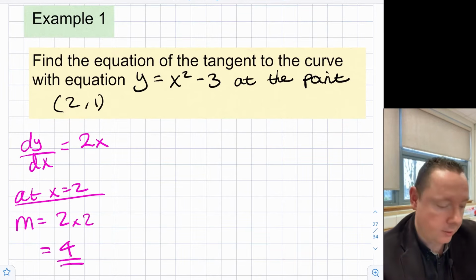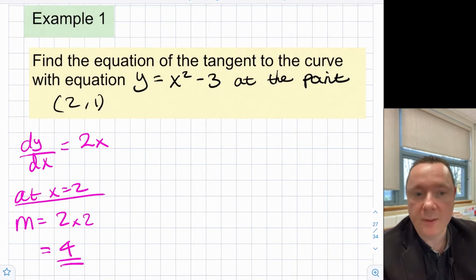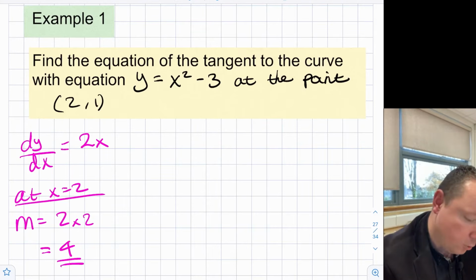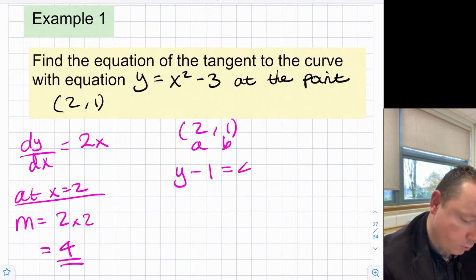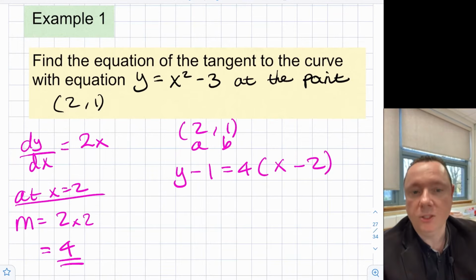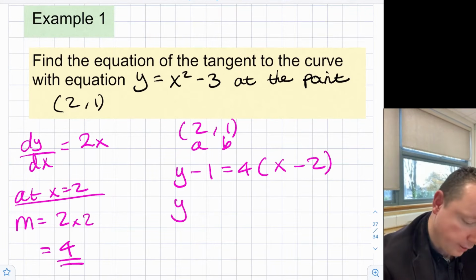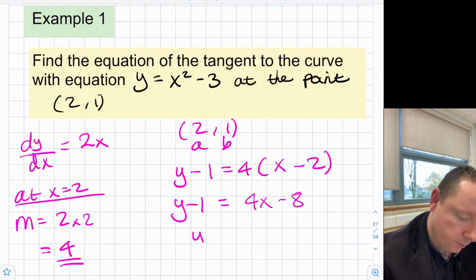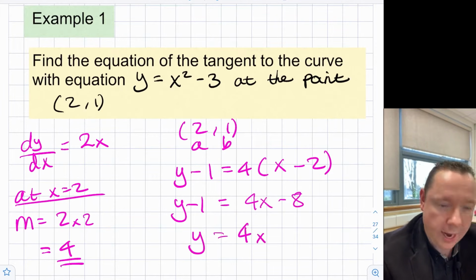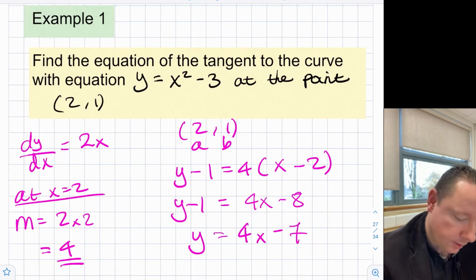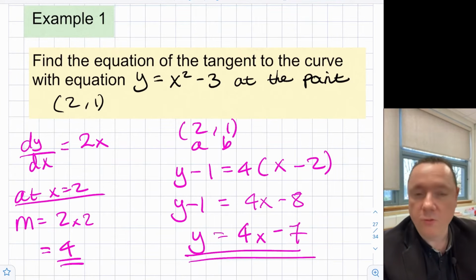So we've got our gradient. Now we can use y minus b equals m times x minus a. So our point, remember, is 2, 1. So that is an a and a b. So y minus 1 equals 4, the gradient, times x minus 2. And we can just multiply that out to get y minus 1 is 4x minus 8, or y equals 4x minus 7. There's the equation of our tangent at the point 2, 1.